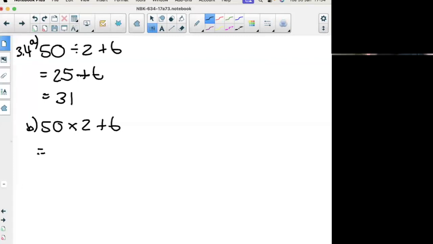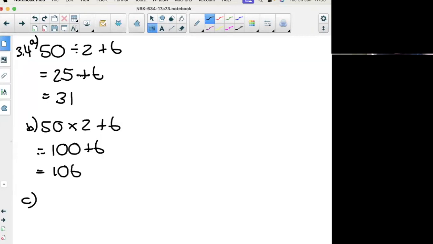So you're gonna apply BODMAS, which gives there's no bracket, there's no division, which is multiplication. Good. Then you're gonna say 50 times 2, which is 100, plus 6 is 106. Amazing. Well done.